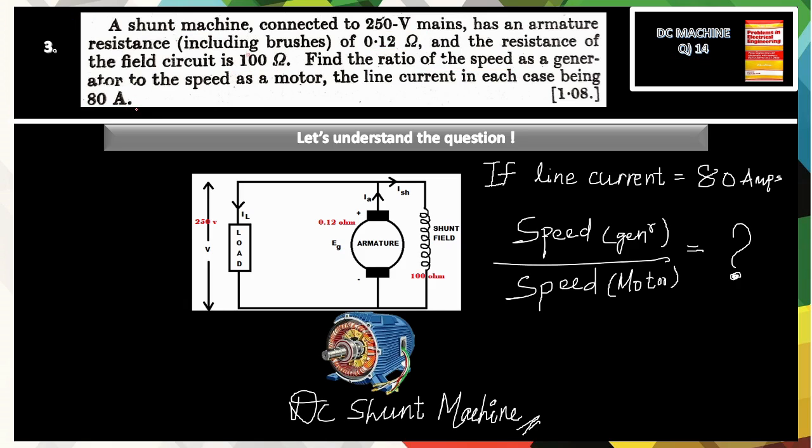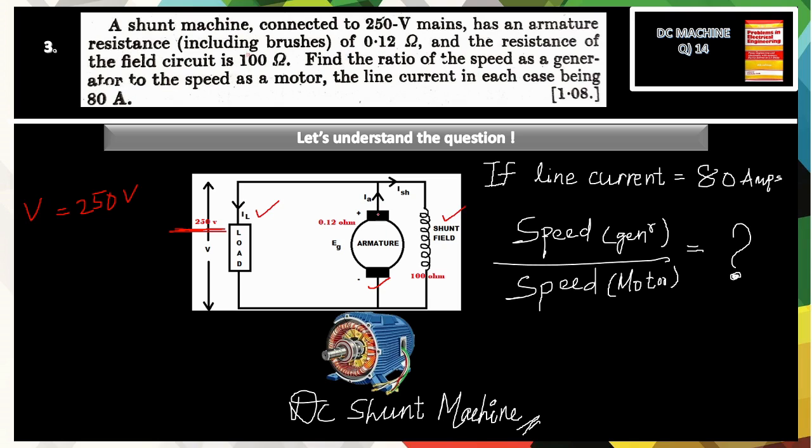So let's understand the question more. So you can see here this is the circuit of a DC shunt machine. So this is the shunt field and this is the armature, and you can see this is the load part. So you can see the terminal voltage is 250 volt here. So V is equal to 250 volt, and you can see it is for generator. I have drawn the diagram.